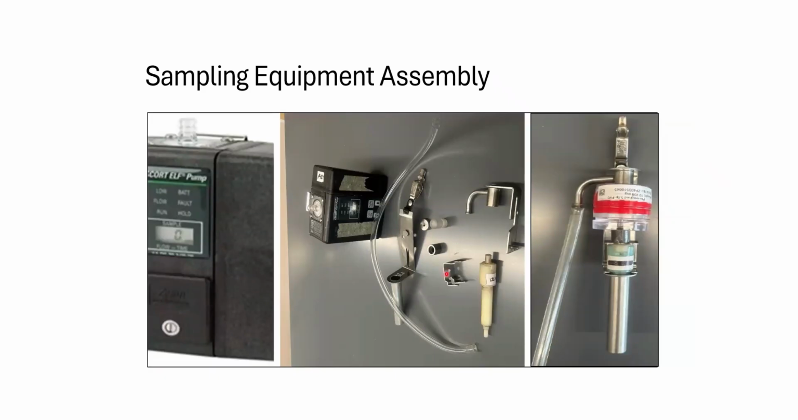And the sampling train components here in the middle: tubing connects the pump, the cyclone, and the filter cassette. The cyclone separates large particles, allowing only respirable-size dust to reach the filter by centrifugal action. And those cyclone brackets and clips secure the cyclone to the fixed locations, and the other adapters and fittings ensure airtight connections between the cyclone, filter, and tubing.